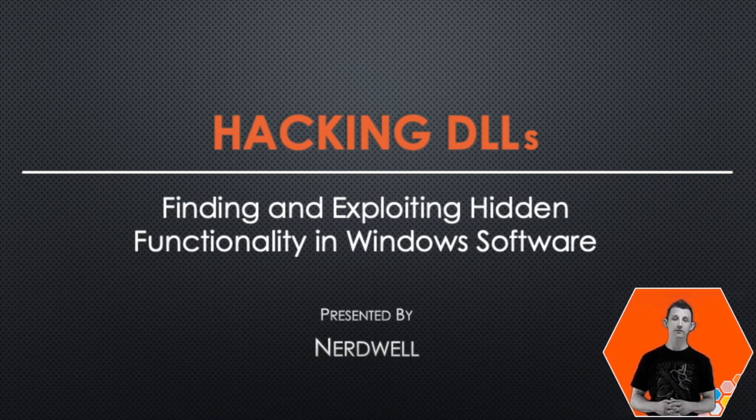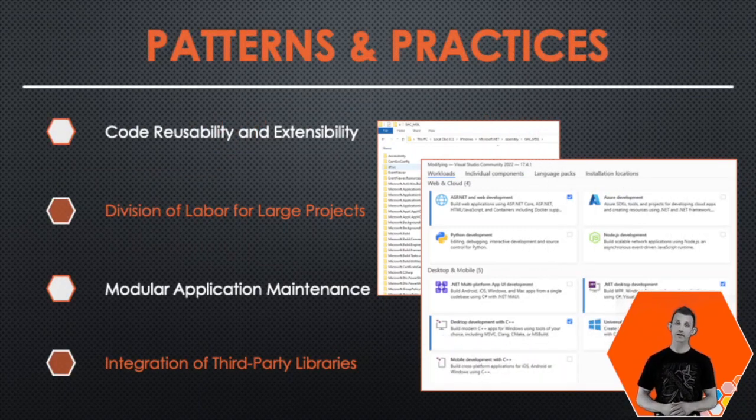Well, today we're going to take a look at finding and exploiting hidden functionality in Windows software by hacking DLLs. Before we start hacking Windows applications, it's helpful to have some background about the patterns and practices implemented by the developers of those applications. And many of these patterns and practices have been developed over the past 30 years and implemented by Microsoft themselves. In many cases, these have driven the technological advancements available to developers and the business processes that developers implement in their software development lifecycle.